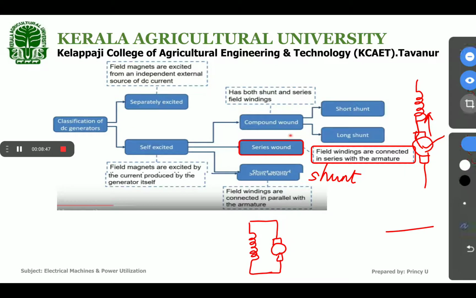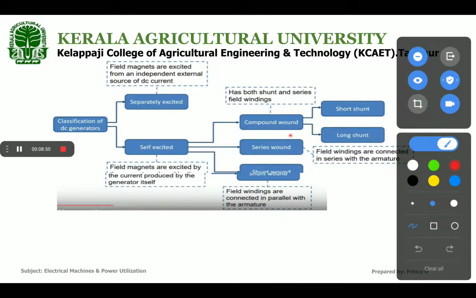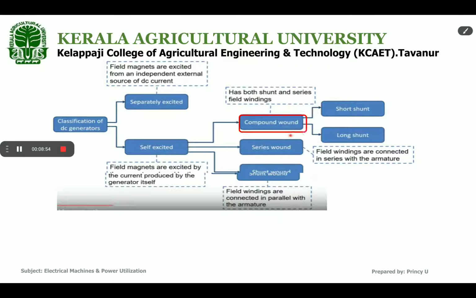And another one is compound wound generator. Compound wound generators are of two types: short shunt and long shunt generators, in which it has both shunt field winding and series field windings. Compound wound generator means it consists of both the series and shunt field winding.